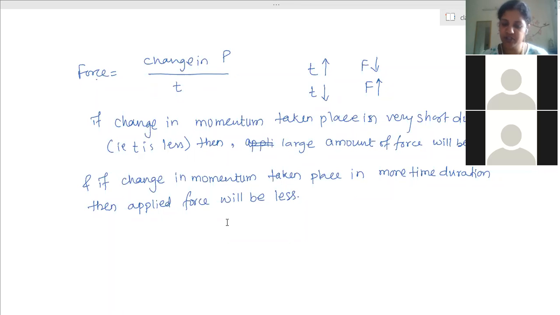And due to more duration, what will happen? The force applied by him on the sand bed or the cushion bed will be less. So in turn, he will get less force in the opposite direction on his body. Less force will be applied, so he will not get much injury.